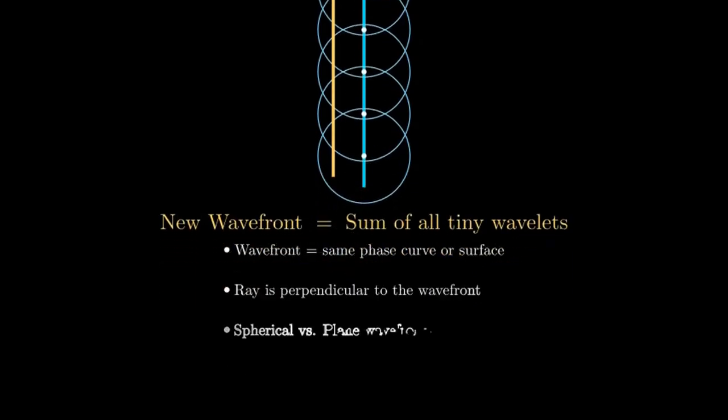To summarize, wavefronts connect matching parts of a wave and share the same phase. Rays show the travel direction and are perpendicular to the wavefronts. Spherical wavefronts come from point sources, while plane wavefronts come from faraway sources. And Huygens' principle tells us how the next wavefront forms from lots of tiny wavelets.